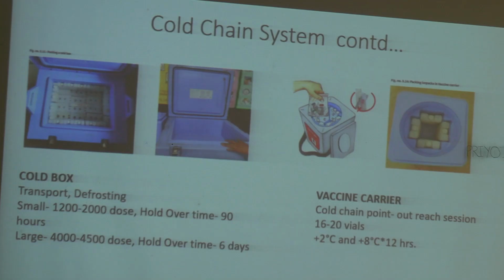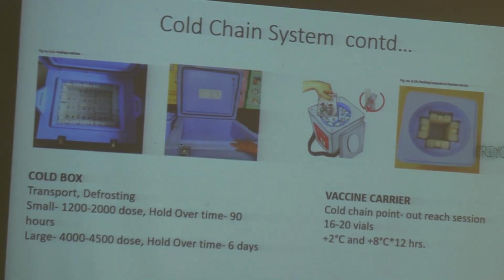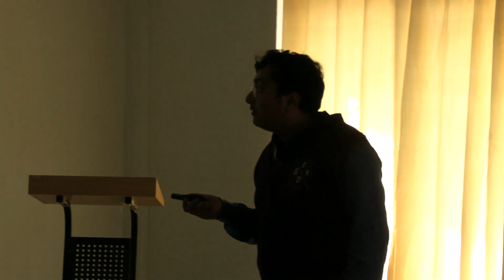Now coming to the cold box. The cold box is used for transport and defrosting. If it is small, then it contains 1200 to 2000 doses. Holdover time 90 hours. If it is large, then it contains 4000 to 4500 doses. Holdover time 6 days. Do you really think this many vials it can contain? So what does it mean by doses? Multiple dose. All of these vials contain multiple doses. That's why it is that much. In reality, only 100 vials is sufficient.